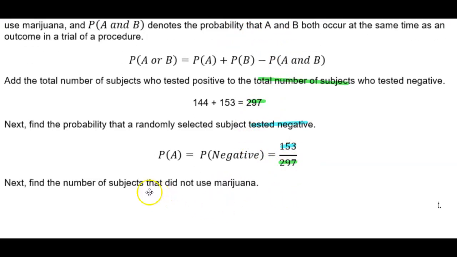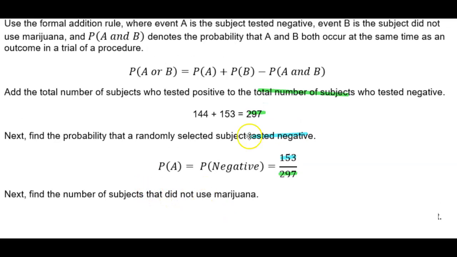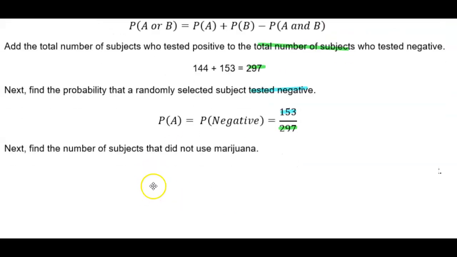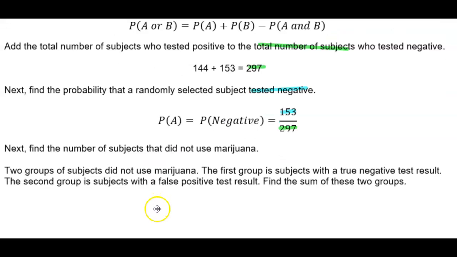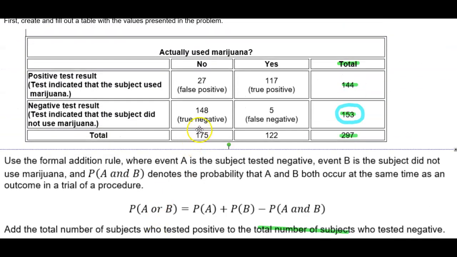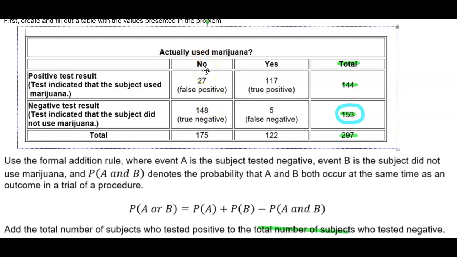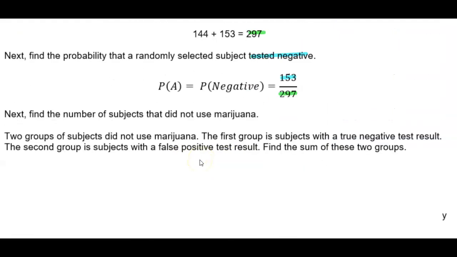Okay, now we want to find the number of subjects that did not use marijuana, and that's the probability of event B. So the two groups of subjects that did not use marijuana, the first group is the subjects with the true negative result, and the second group is the subjects with a false positive test result. So that means here is the column. So we have no, and within that no, we know that when you add 27 and 148, we get 175. So that means 148 plus 27 gives us 175.